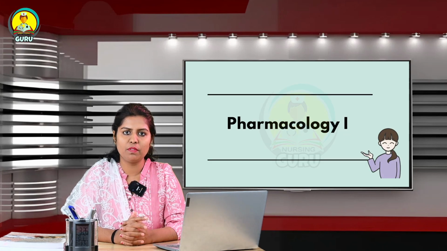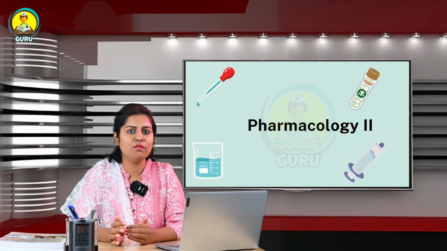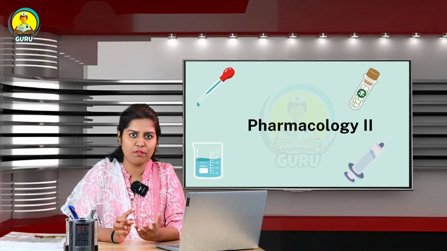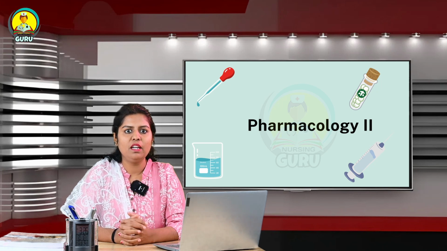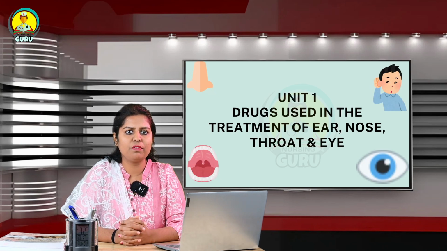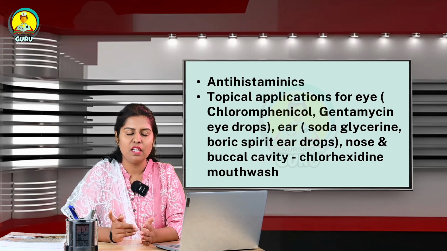Finished pharmacology 1. Next let's see pharmacology 2. So here we are going to study pharmacology 2 in 4th sem. But the examination, it will come together, pharmacology 1 and pharmacology 2. So first unit, drugs used in disorders of ear, nose, throat and eye. So here also again we are going to study regarding antihistamines. In pharmacology 1 also we studied antihistamines under the integumentary system. Here again we are going to study.